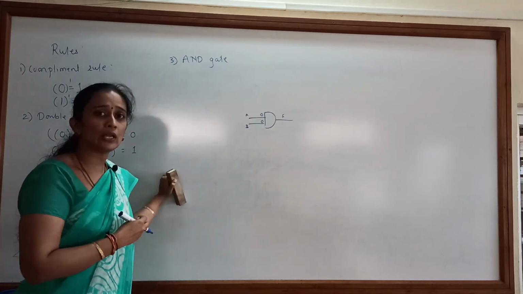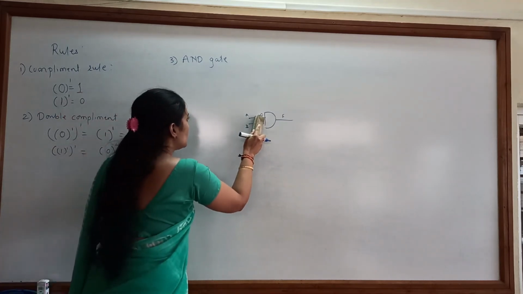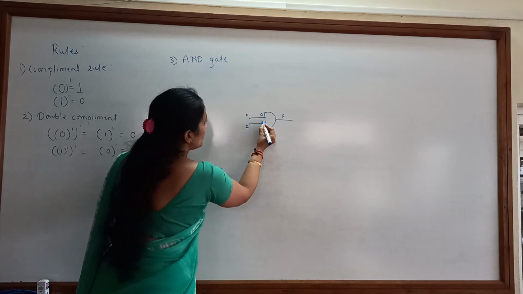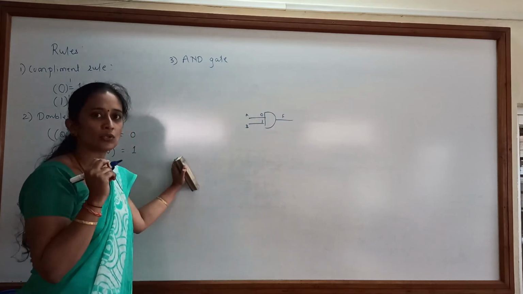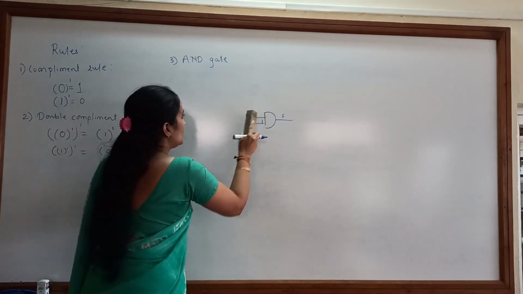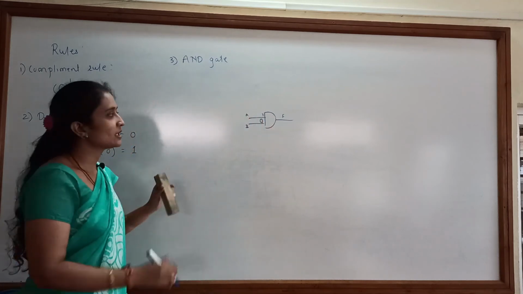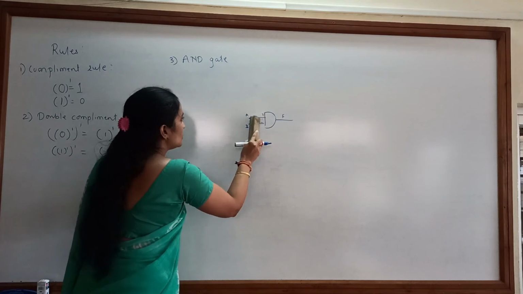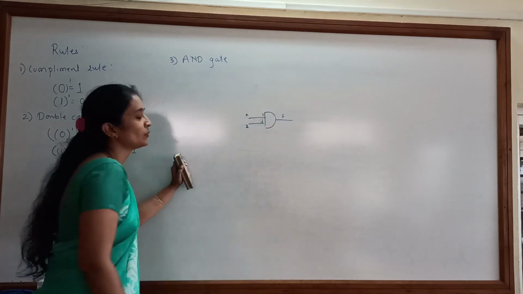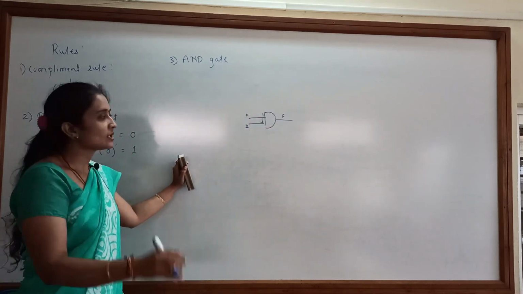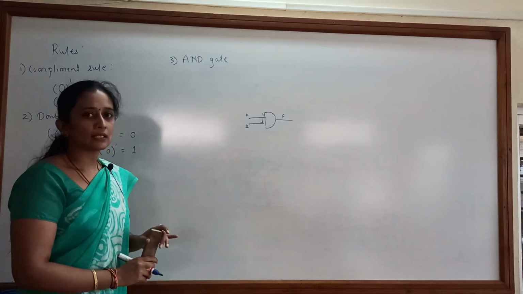I can give value like this, or I can give A is equal to 0, B is equal to 1. This is second possibility. I can give here A is equal to 1, B is equal to 0. Third possibility, I can give here A is equal to 1, B is equal to 1. Fourth possibility. Means total 4 possibilities are there if 2 inputs are there.